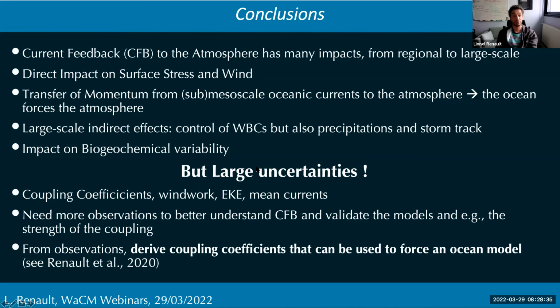As I showed before, the coupling coefficient, the wind work, the mesoscale activity, and even the mean currents in some regions are uncertain. So we really need more observations to better understand the current feedback, not only to validate the model, but also to better understand how our climate works. And from the observations, we can also derive coupling coefficients that could be used to force an ocean model. So it could be very useful if we don't want to run a fully coupled model. We could just run an ocean model forced using a parameterization based on the coupling coefficients.